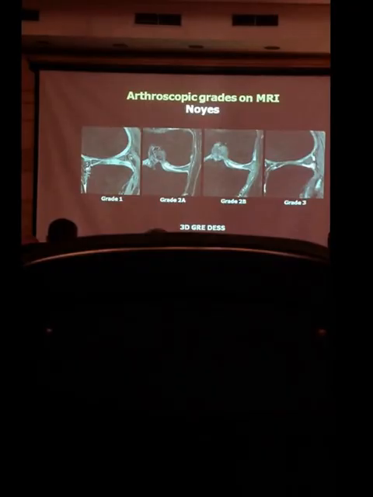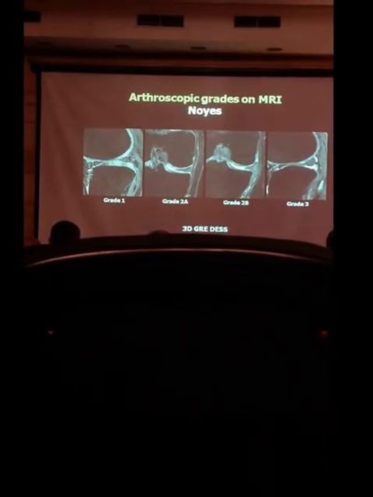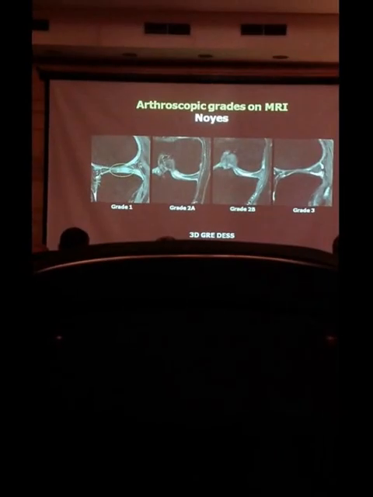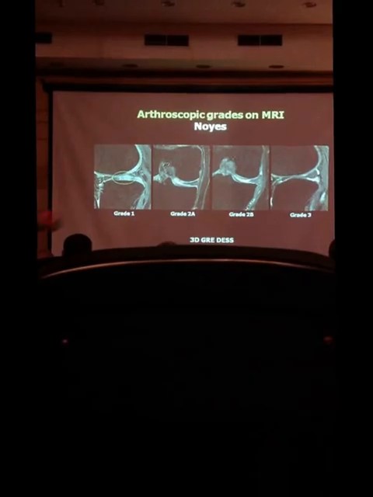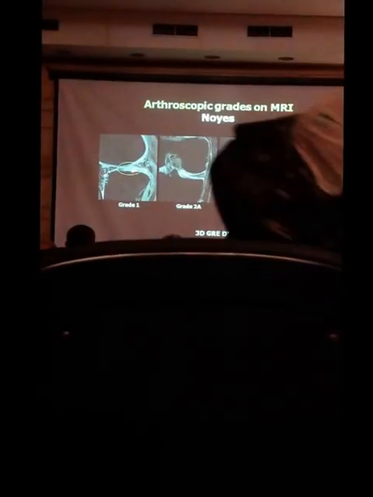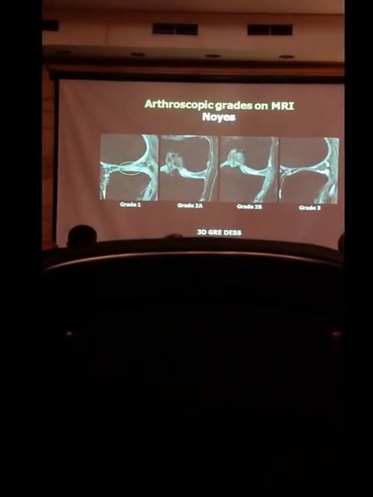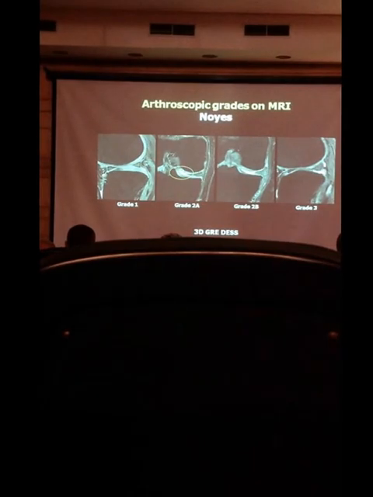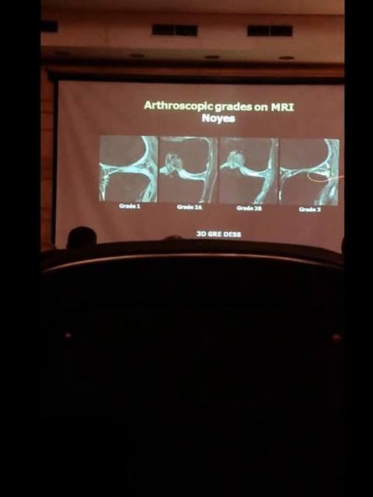The Noyes classification is another one that many papers attempt to perform using MRI. And here are some examples to show you. Grade 1 is very similar to the Outerbridge: some swelling or softening of cartilage, and we may see signal changes within the cartilage as well as thickening of cartilage. Grade 2A refers to partial thickness pathology taking less than 50% of the thickness, and grade 2B, partial thickness defects taking more than 50% of thickness. And grade 3, when we have exposure of subchondral bone, as you see in this example.